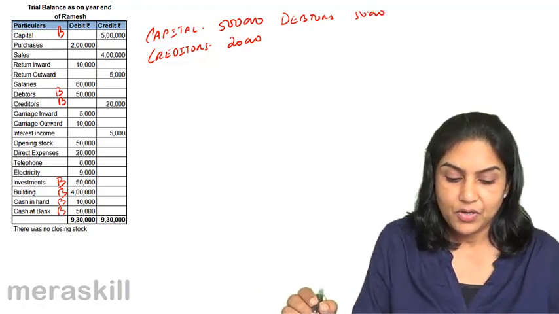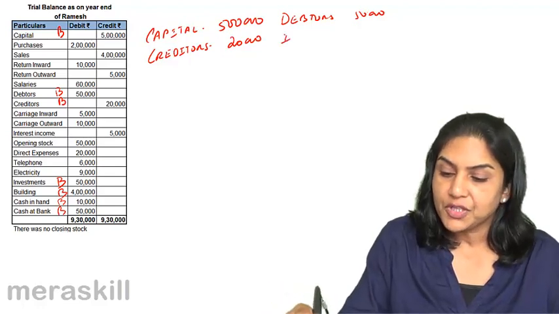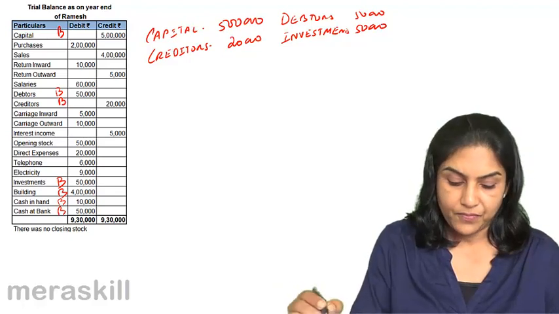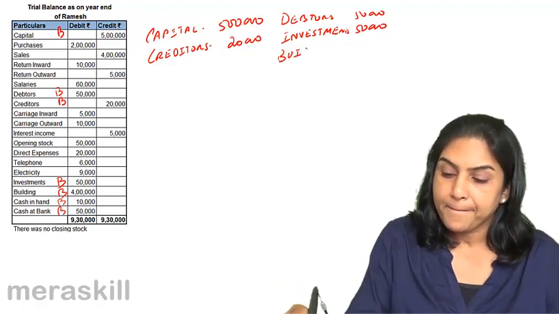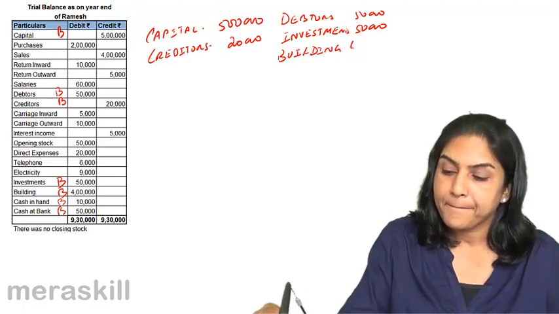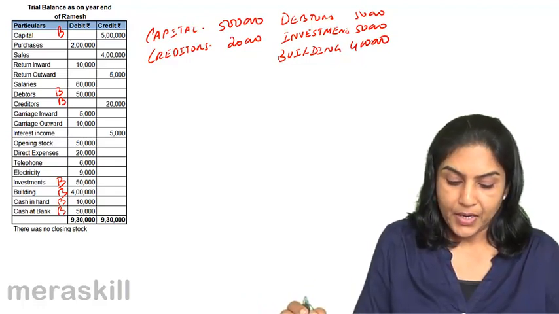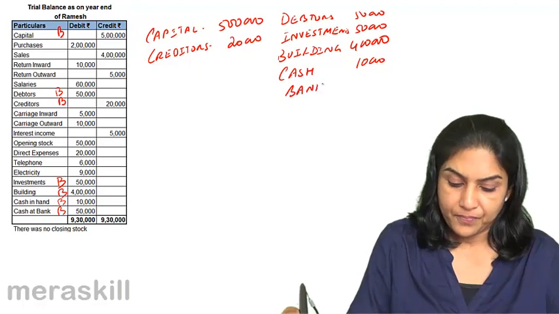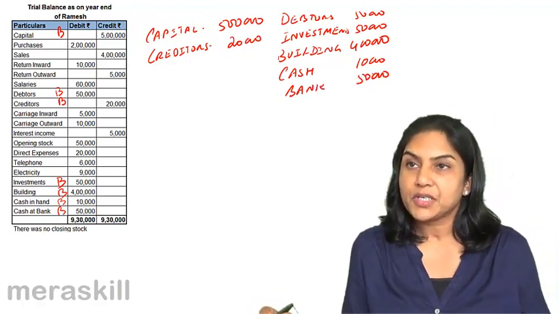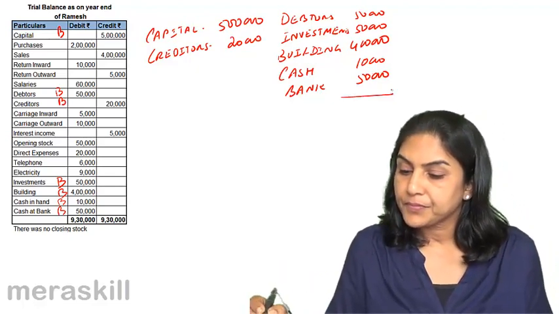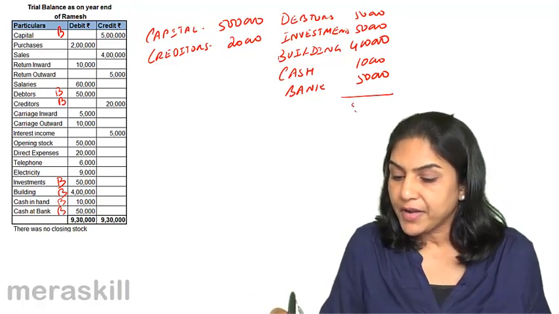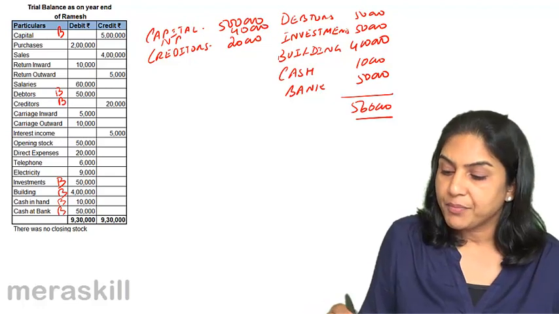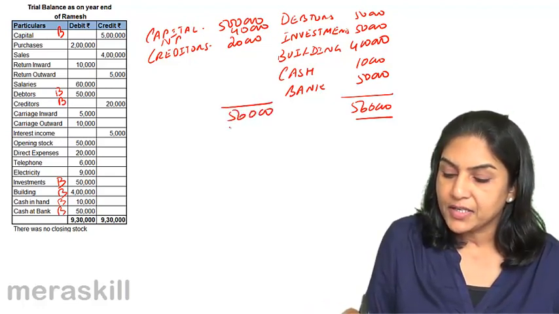We have debtors here, 50,000. What else? We had investments of 50,000. Building of 4 lakh. Cash in hand 10 and cash at bank of 50,000. What was our profit? Our net profit was, this is 4 lakh, 5 lakh, 5 lakh, 60,000. We had profit of 40,000. Add profit, and we would get this also as 5 lakh, 60,000.